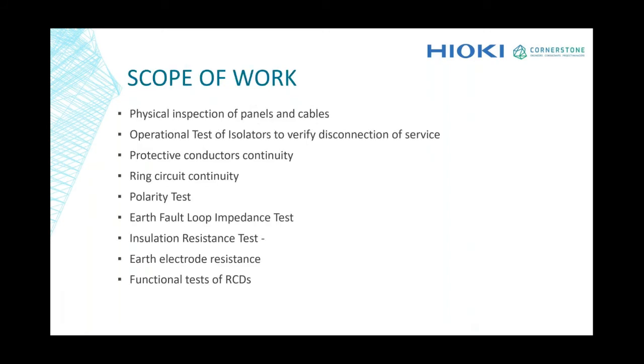Now let's look into the scope of work, which is applicable from MDB till final circuits. Start with the physical inspection. This is a detailed visual inspection of electrical panels and cables. Here we will use a checklist to identify the faults associated with it. Next is operational test of isolators. This is to verify the disconnection of service by manual operation verification. The remaining tests are applicable for final DB circuits only.